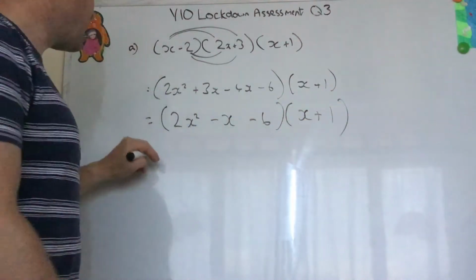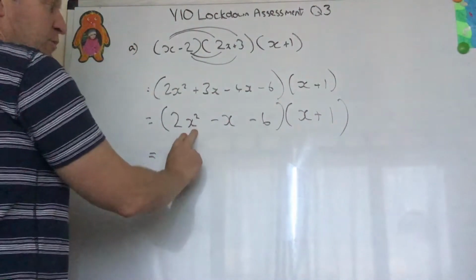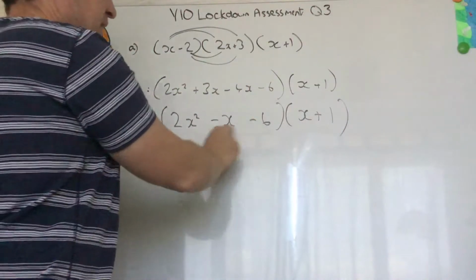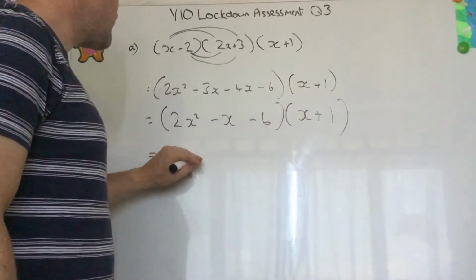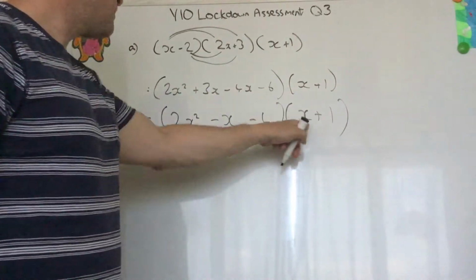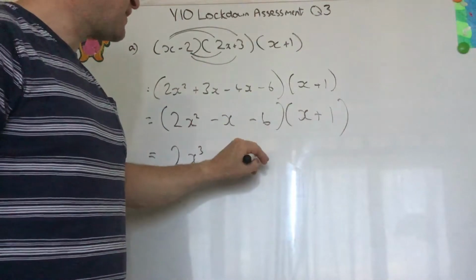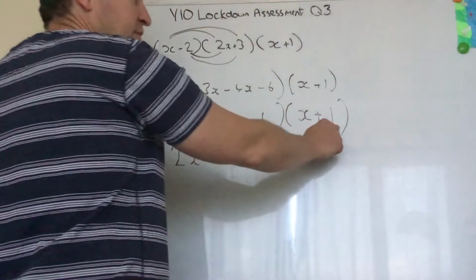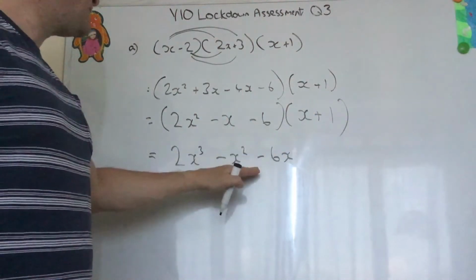So now we have to multiply everything in this bracket by everything in this bracket. Okay, so first I'm going to do 2x squared times x, minus x times x, and minus 6 times x. So we're going to get 2x squared times x is 2x cubed, minus x times x is minus x squared, minus 6 times x, minus 6x. And the next bit is quite straightforward, you just have to times everything by plus 1. So it's not going to change, it's going to be exactly the same, we need to add it on.